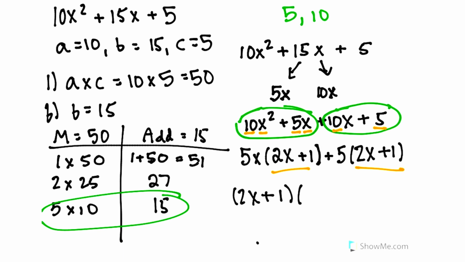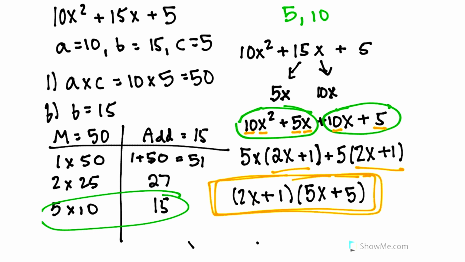And what we'll be left with are the two numbers in front of the parentheses. So 5x plus 5. So this here is our final answer.